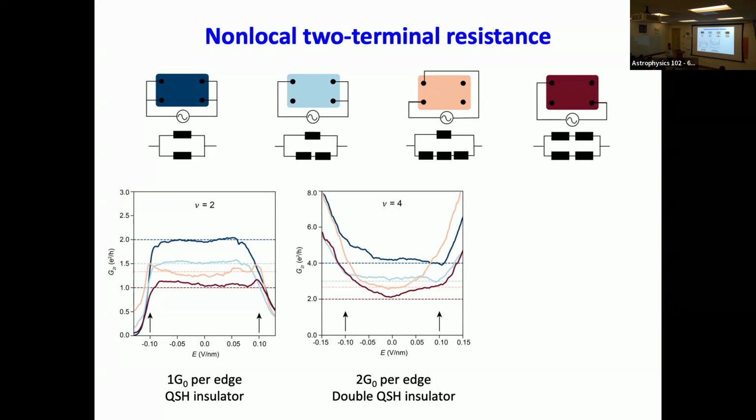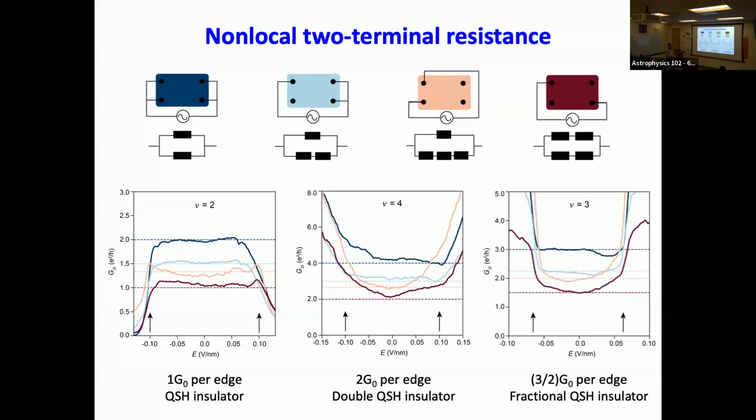So each edge actually contributes 2g0 per edge. It's the double quantum spin Hall insulator. And the most interesting state is the nu equals 3. The blue curve takes 3 e squared over h, the red curve takes 3½ e squared over h. So it means that it takes actually 3½ of conductance quantum per edge. Again, it just confirms that it's most likely a fractional quantum spin Hall insulator.